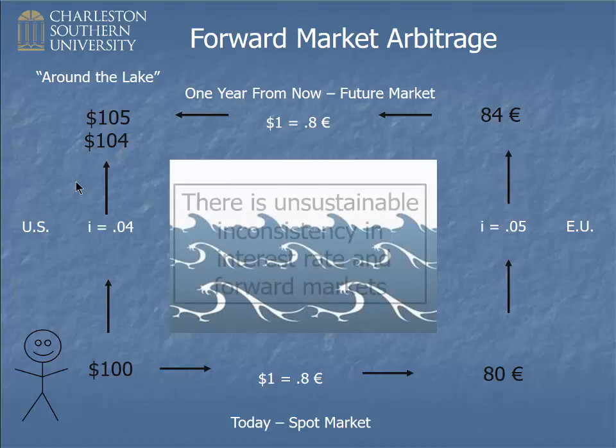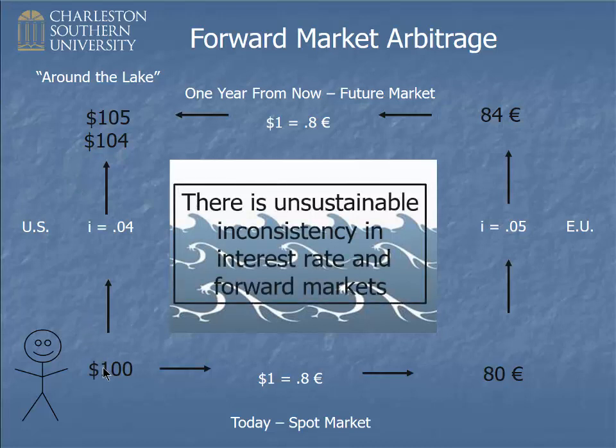So what will end up happening is that there will begin a flow, we call it a flow around the lake, in this direction. Here, I'll show you. So let's see, this $100 will turn into 80 euro, and then that will become, in 1 year from now, 84 euro, a promise for 84 euros 1 year from now, which you can then convert back into dollars in some forward contract, and you would have $105. So that's obviously superior to going this way.